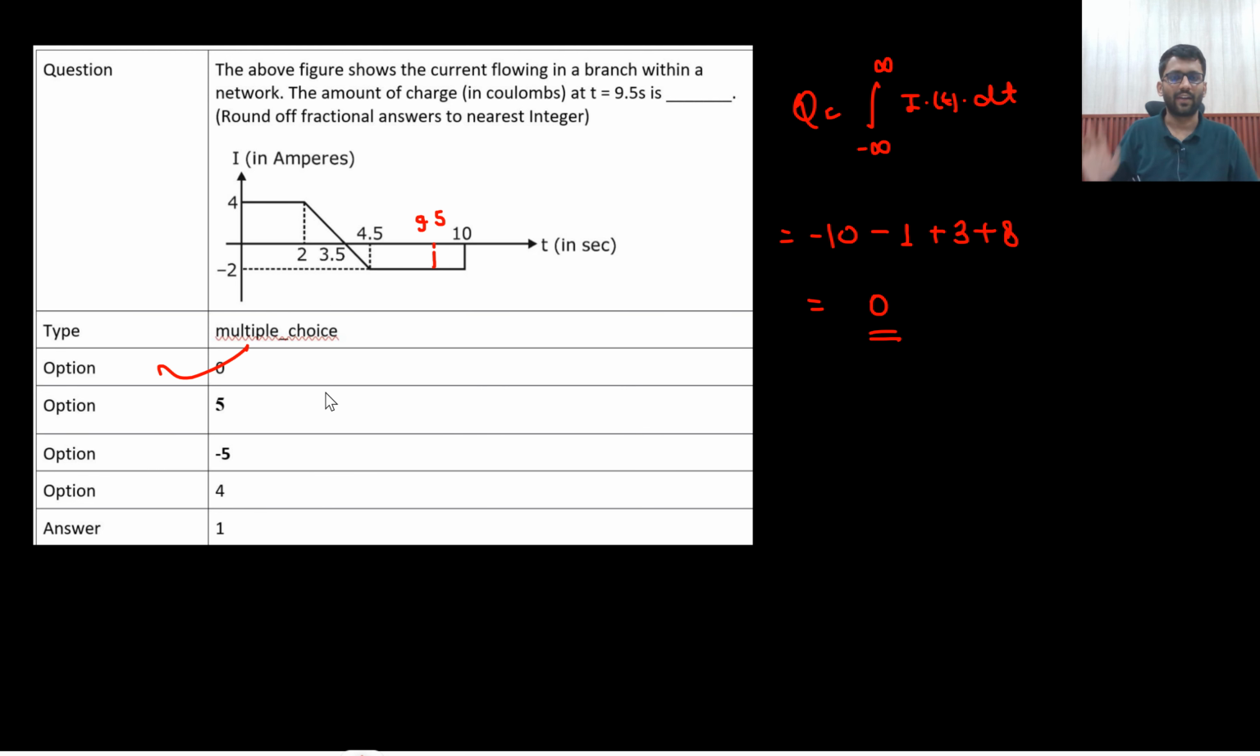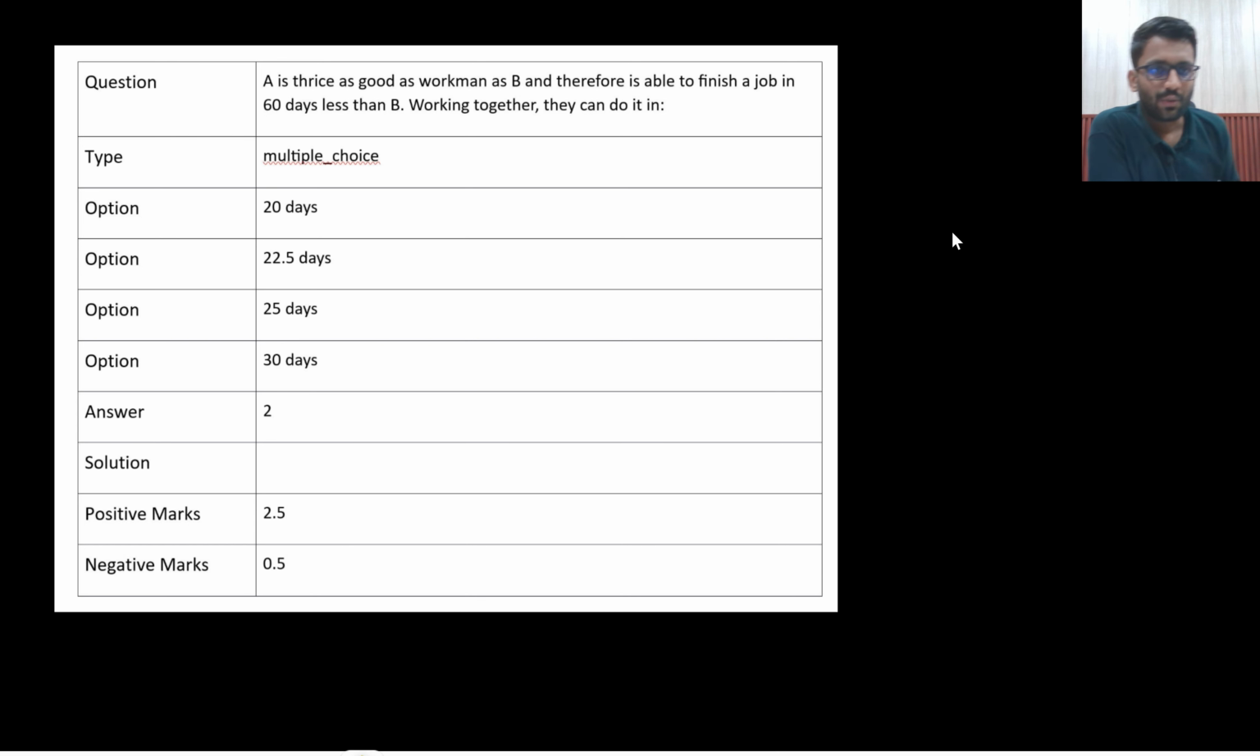This was very straightforward. I hope everyone was able to solve it. So this was a very easy problem. Okay, so this is the end of all the technical problems. Let's go to the aptitude part now.